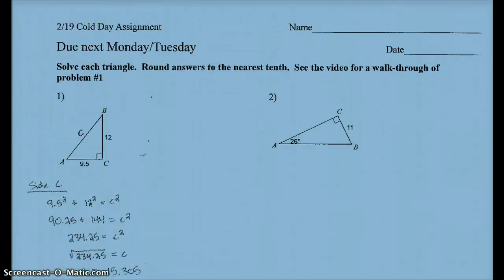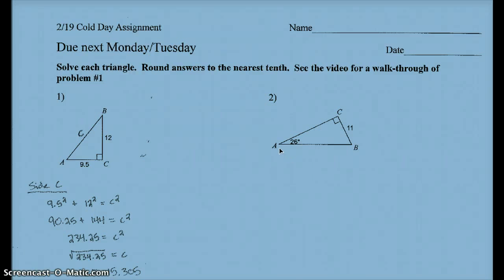So just quickly to look at the next problem. In problem 2, you'll see we're not given two sides, we're given an angle and a side. So if I want to start by finding, let's say, the length of AC, I'm going to need to think about what trig function is going to be useful when I have an angle, I have an opposite side, and I want to find the adjacent side.